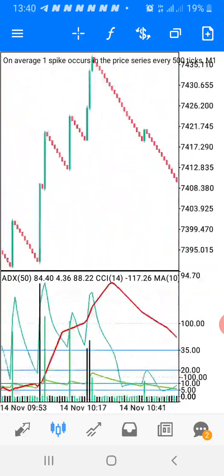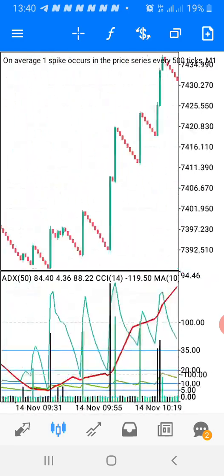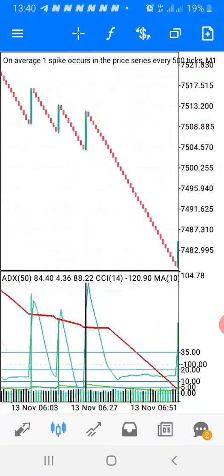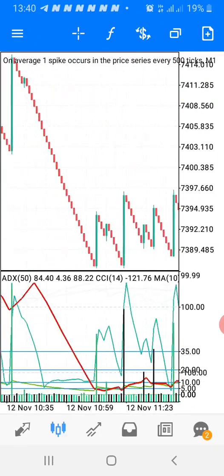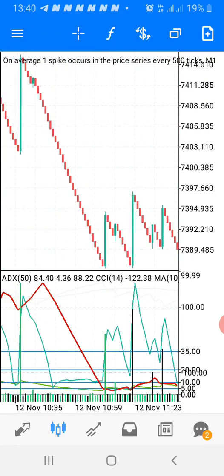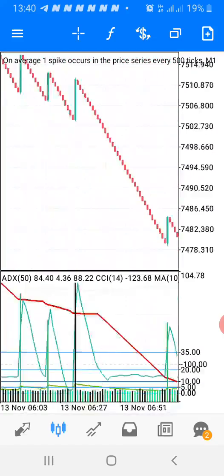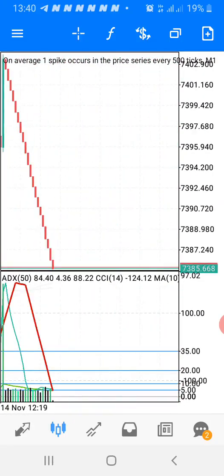Just use it well. Avoid risk. We are still waiting for this one. You can see the crossing just started, though it has not been finalized, but we are going to get the spike. I'm expecting the spike. So this is how this strategy works. To avoid risk, please don't sell Boom 500. You sell only Crash 500, and you buy Boom 500. You buy boom, you sell crash. It's very risky to sell boom.